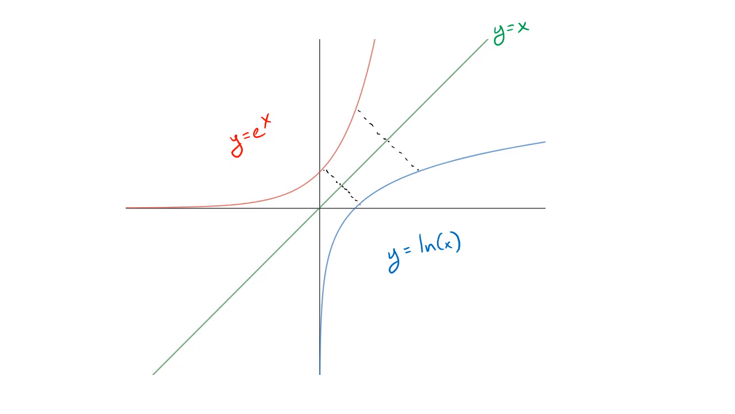And these are reflections across the line y is equal to x because graphs of inverse functions are always reflections across the line y is equal to x. So this is the behavior we would expect to see. Right? E to the x has a y-intercept at 0, 1. Natural log of x has an x-intercept at 1, 0. Any ordered pair on e to the x would just be flipped to land on natural log of x.